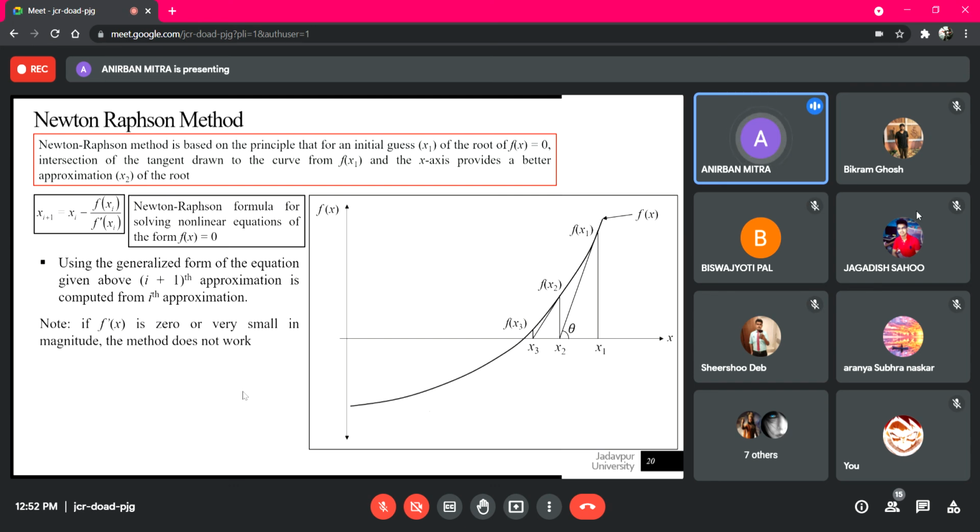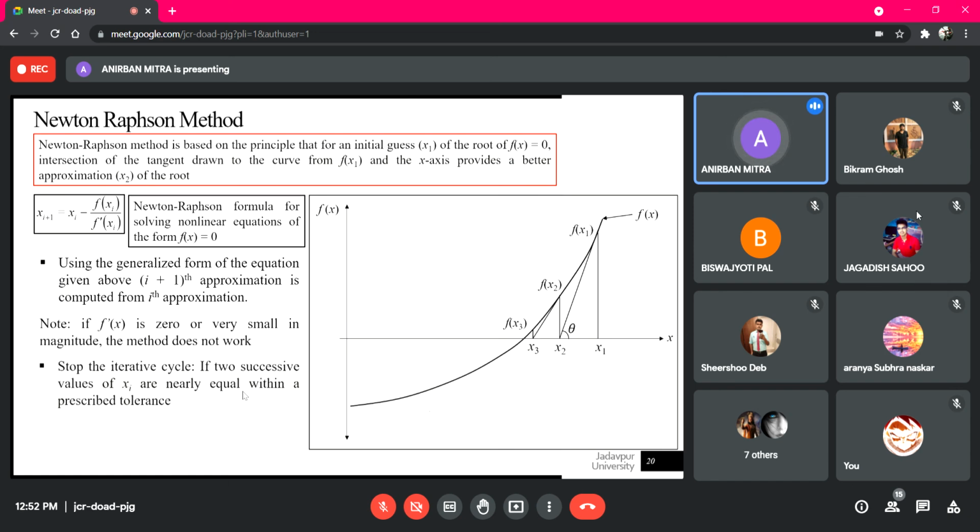Now here, do note that we are using f dashed x in the denominator. You do not have too much control over f dashed x. It is possible that f dashed x might become 0 or it may become very small in the course of the computations. And if that happens, then Newton-Raphson method does not work. That is one of the limitations of this method.